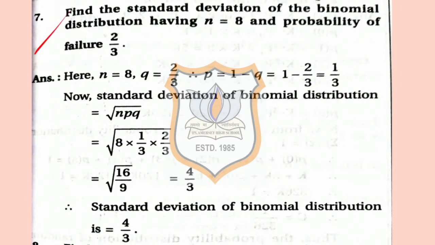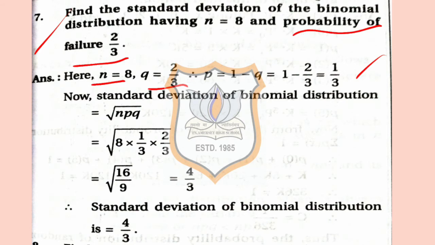Now let's solve question number 7. Find the standard deviation of the binomial distribution having n is equal to 8 and probability of failure 2 by 3. Here we are having n is equal to 8, Q is equal to 2 by 3 because probability of failure is 2 by 3. Now let's find P. What is P? 1 minus Q. So we will have 1 minus 2 by 3, that will be 1 by 3.